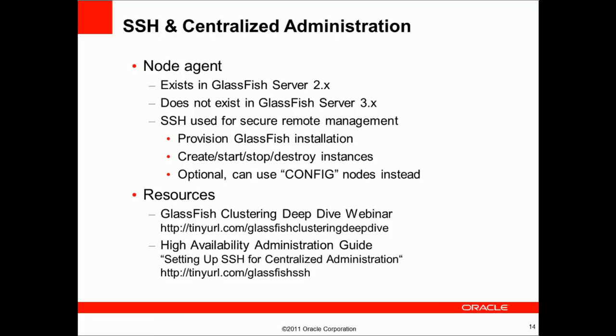SSH is used to provision GlassFish bits remotely, which is a nice new feature in 3.1. You can basically say install-node, and it'll zip up your local GlassFish installation, copy it to a remote server, and unzip it for you. It manages instances, creating, starting, stopping, and destroying them, essentially using asadmin commands. And again, you don't have to use SSH. You can use what we call config nodes. There are some security ramifications with SSH, so check out the documentation, tinyurl.com/GlassFishSSH, and the deep dive webinar, tinyurl.com/GlassFishClusteringDeepDive.